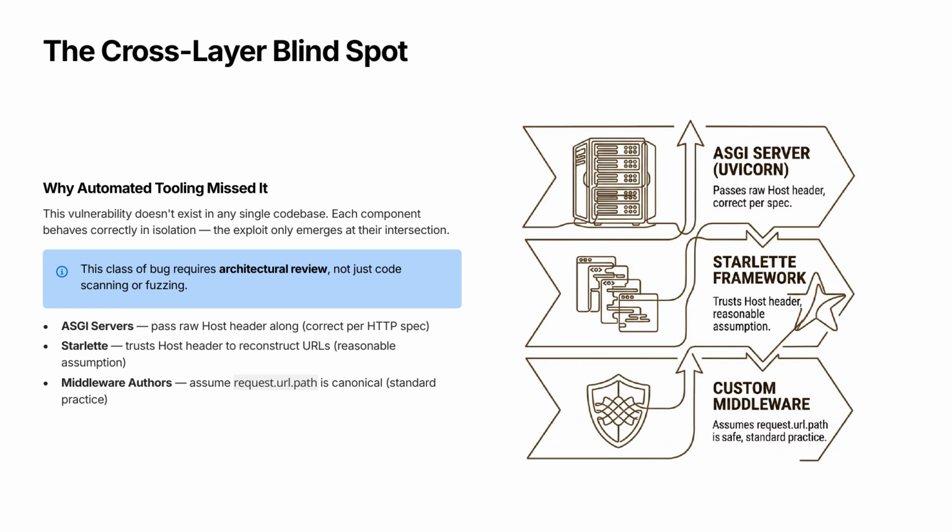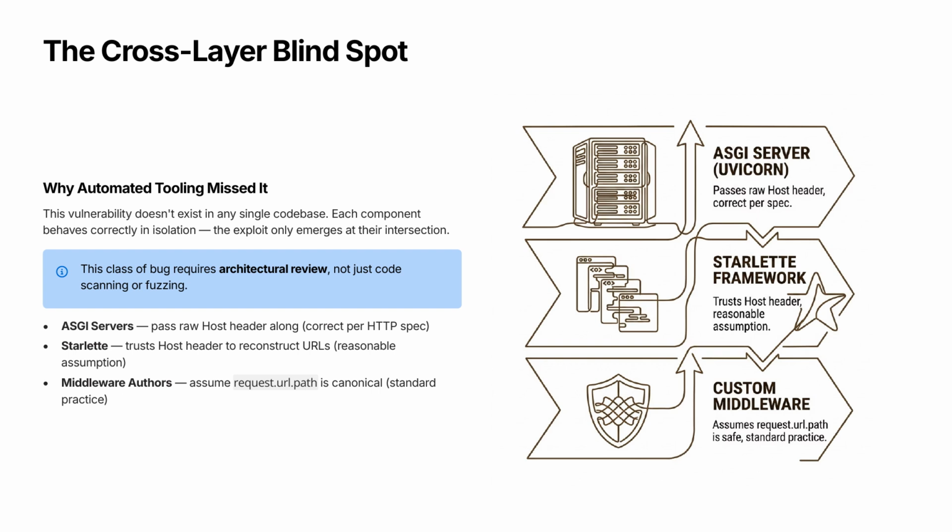What makes this vulnerability especially difficult to catch is that nothing looks obviously broken when you inspect each layer on its own. The issue lives in the interaction between components, not inside a single codebase. An ASGI server passes the raw host header through, which is valid behavior under the HTTP specification. Starlette then uses that host header to rebuild URLs, which is also a reasonable design choice. And middleware authors often treat request.url.path as the canonical path, because that is standard practice in many applications.